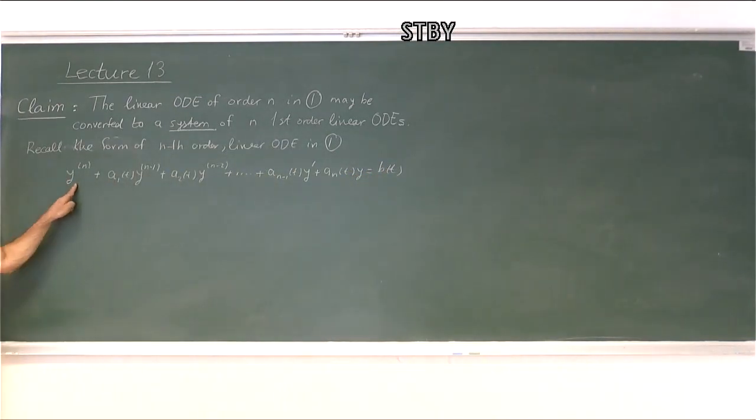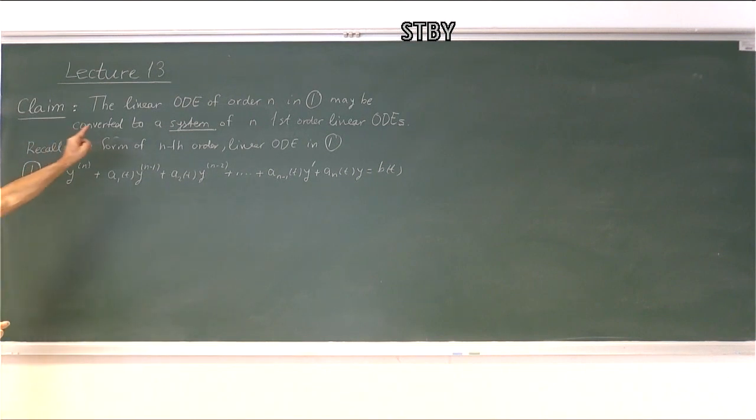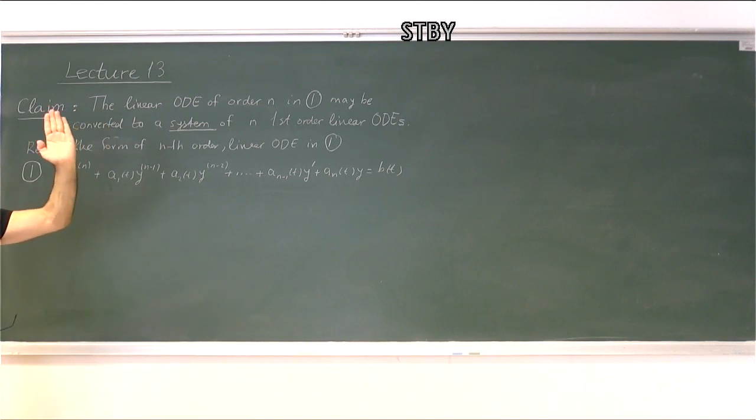As you see, this is the reduced form of an nth order linear ODE, reduced because the coefficient of the nth derivative term is unity, as we stated previously. So this is equation 1. Now, to show that our claim is true: this is a single linear equation of order n, and our claim is that it can be written as a system of n equations of the first order.